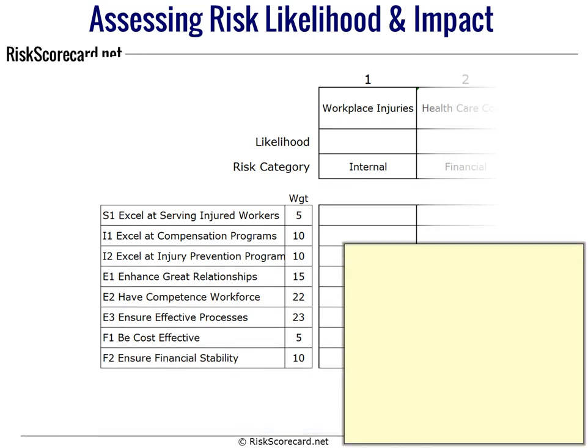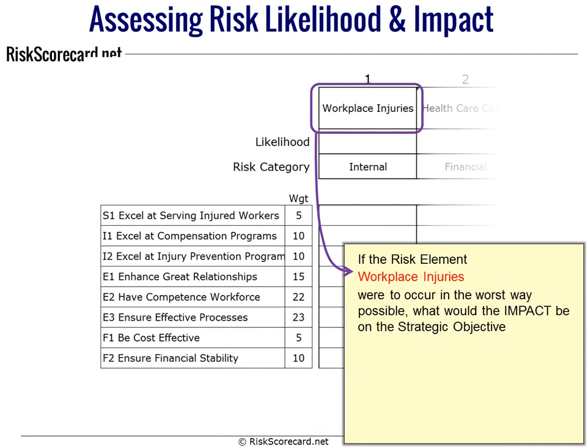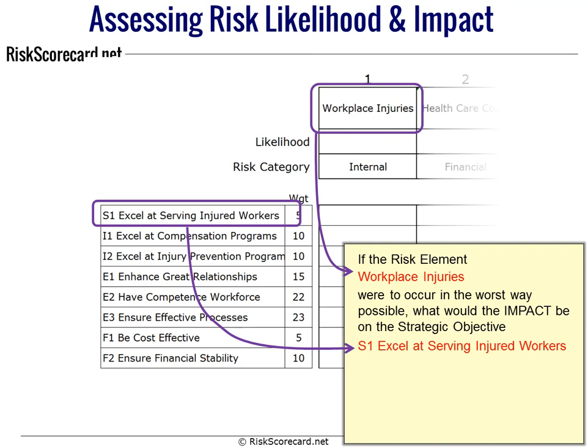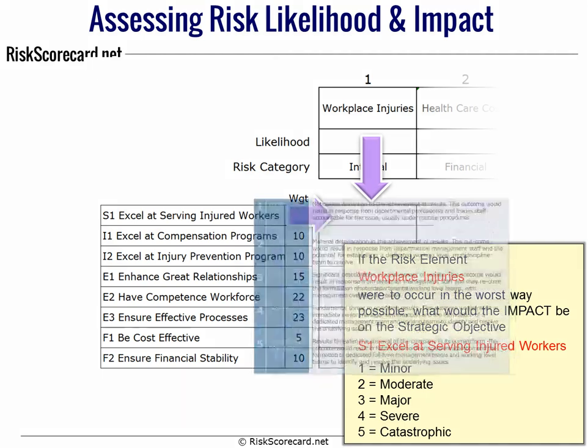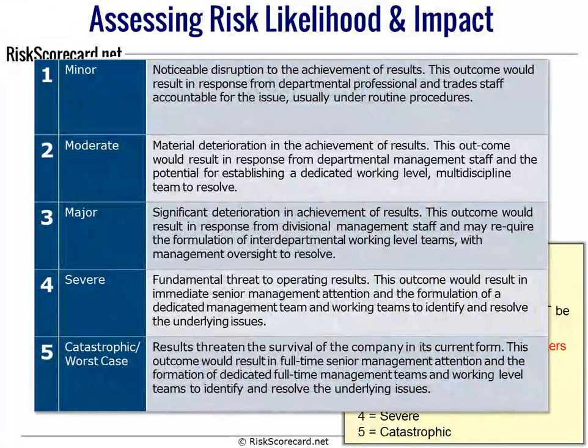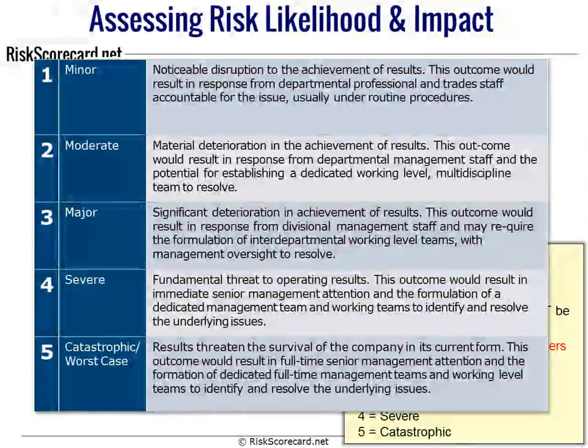What we're going to do is take a look at, say, workplace injuries. And if that risk element were to occur in the worst imaginable way, what would its impact be on the strategic objective, in this case, of excelling at serving injured workers? And then we'd use the standard risk analysis where a score of 1 means it's of minor impact up to 5 where it's catastrophic. Now, where does that come from? Well, there's a standard sort of list of this 1 to 5 score and definition, and you can download this in a separate PowerPoint slide after this presentation. But this is the standard format that we look at.